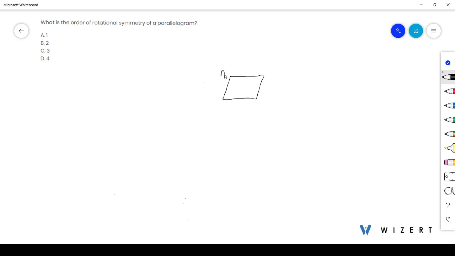Here consider parallelogram ABCD. The parallelogram turns into itself after a rotation of 180 degrees. So if we rotate it about the center by 180 degrees, it looks like this: ABCD. And after the second rotation, the parallelogram looks like the original shape, that is, ABCD.